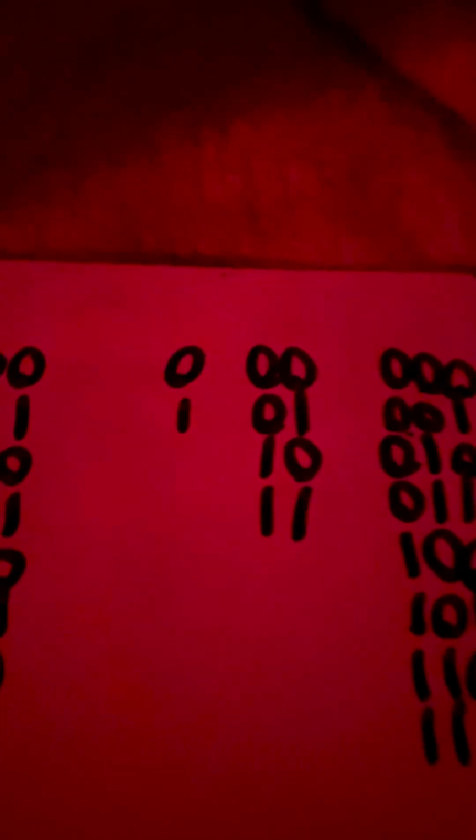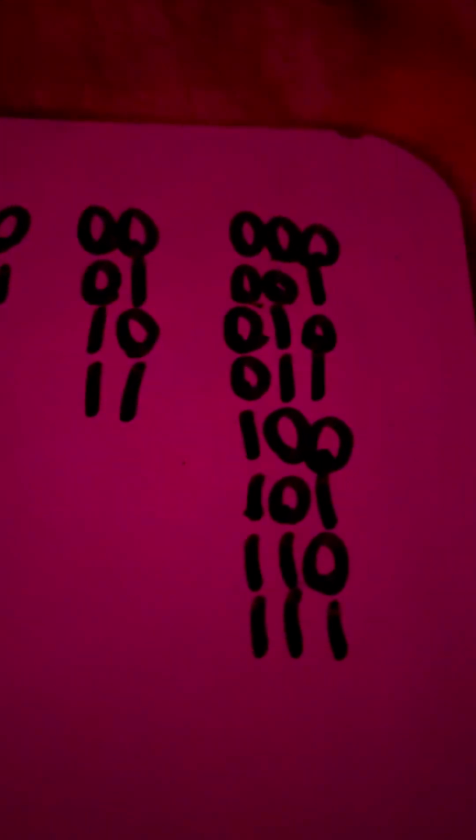For base 2, with two numbers, you have 00, 01, 10, and 11. With three numbers, you have 000, 001, 010, 011, 100, 101, 110, 111. That's eight different possibilities. Four numbers, we'll get to that one.